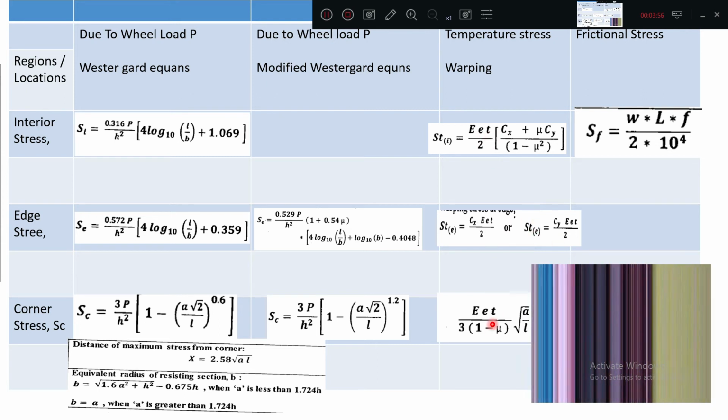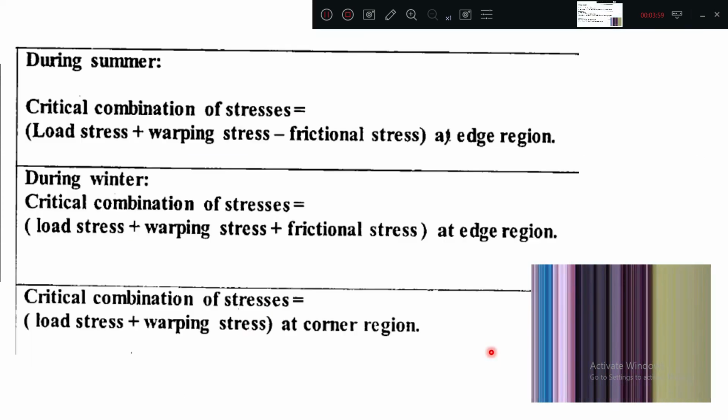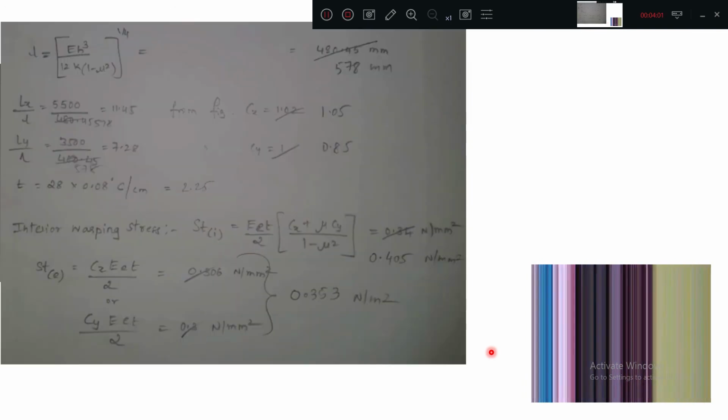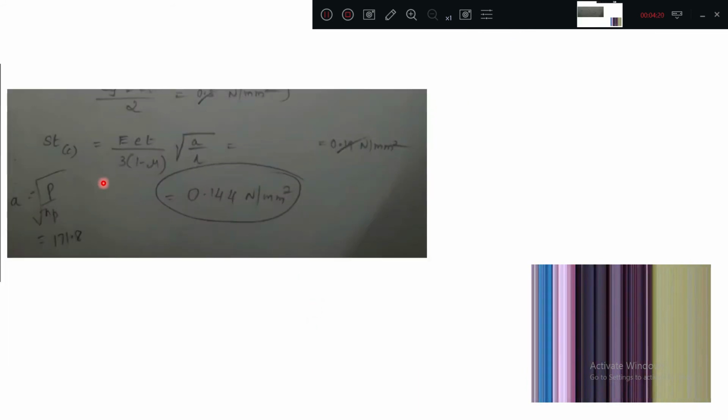So similarly all the things are calculated. Substitute in the formula. For STI, I am getting 0.405 Newton per mm square. For STE, you can take this or this, whichever is higher. I am getting 0.353 Newton per mm square.